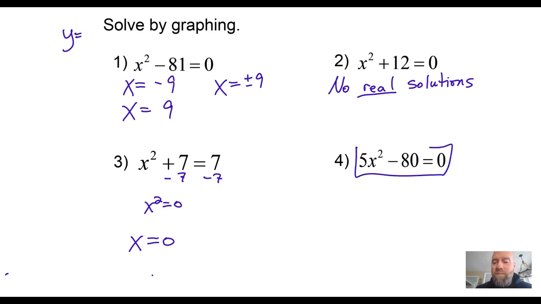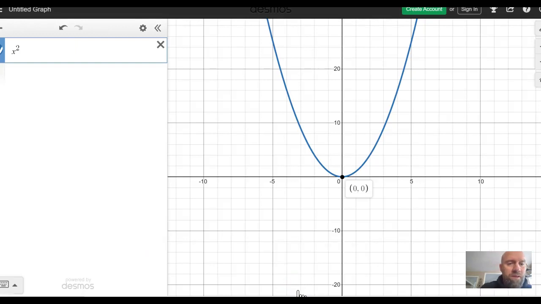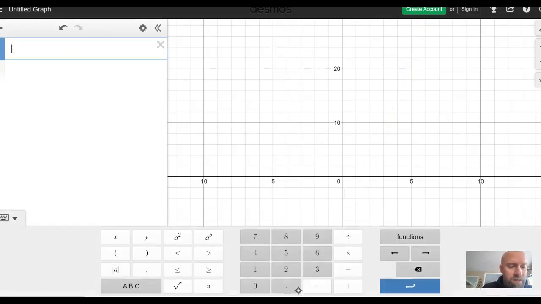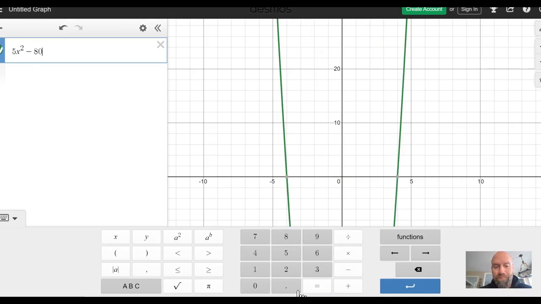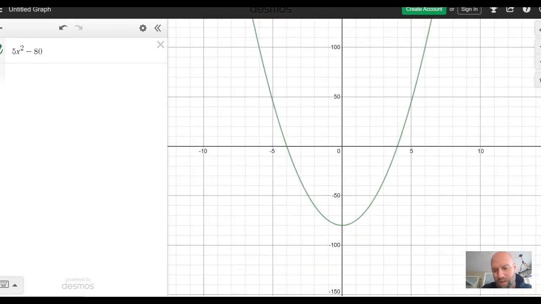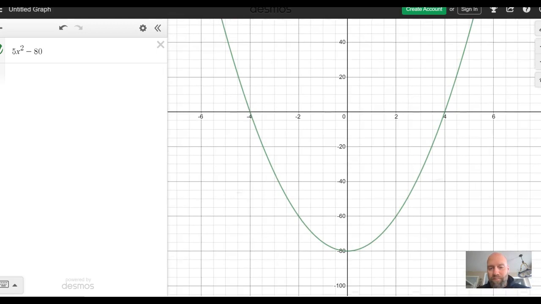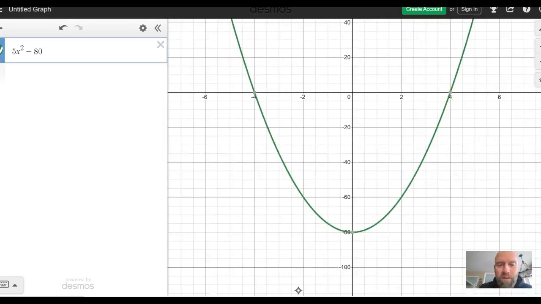And our last function is 5x squared minus 80. So let's plug that into Desmos: 5x squared minus 80. Then let's adjust our window a little bit so that we can see the entire picture. We've got a parabola that, whoa, where did it go? We've got a parabola that touches the x-axis right there, and it touches the x-axis right there.